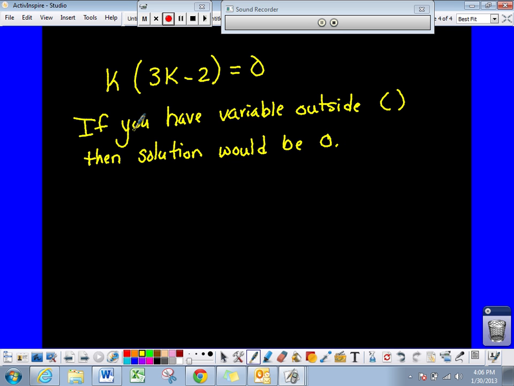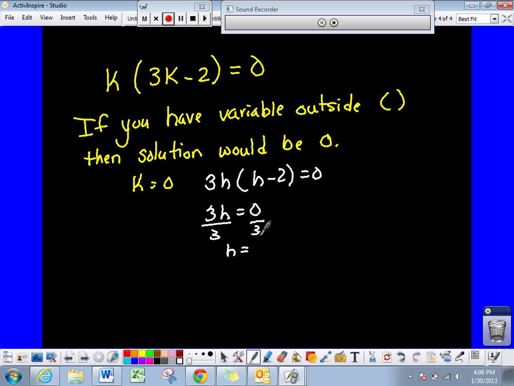Why is that? Because if we look here, we have k, and we would set k equal to what? 0. K equals 0. Okay? If I change it up and I say, well, we have 3h, h minus 2 equals 0. If I take 3h and set it equal to 0, I'm going to divide by 3, and I end up with h equals 0 over 3, and 0 over 3 is 0. So it doesn't matter. If it's a variable outside of your parentheses after you factor, it's going to equal 0. So that's one solution.